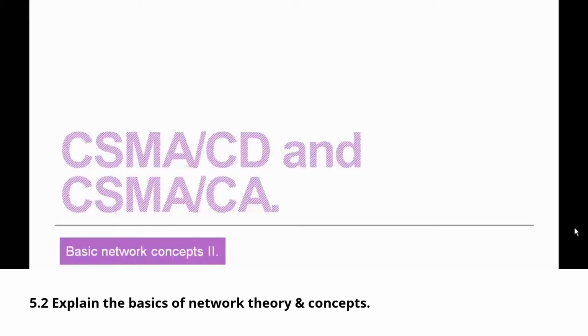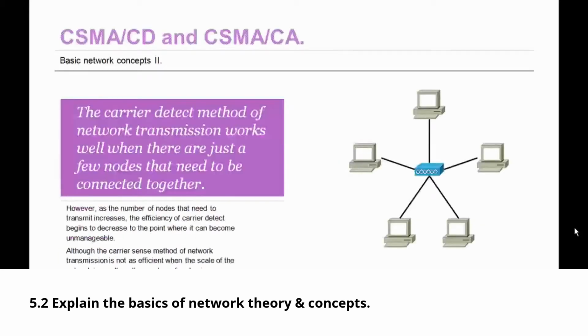CSMA-CD and CSMA-CA. The carrier detect method of network transmission works well when there are just a few nodes that need to be connected together. However, as the number of nodes that need to transmit increase, the efficiency of carrier detect begins to decrease to the point where it can become unmanageable. Although the carrier sense method of network transmission is not as efficient when the scale of the network is small, as the number of nodes increases, it becomes more efficient than the carrier detect method.